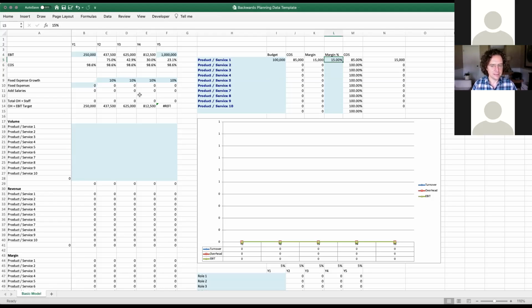The next thing we're looking at is our fixed resources. What are the fixed overheads of the business? At this point, we're excluding staff.